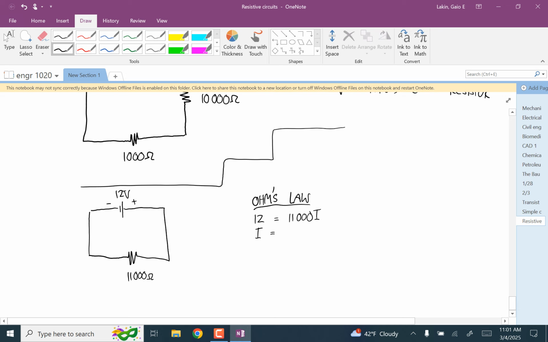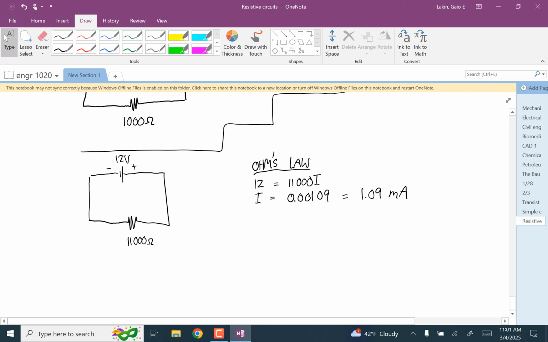And so 12 divided by 11,000 is 0.00109, or 1.09 milliamps. Okay?